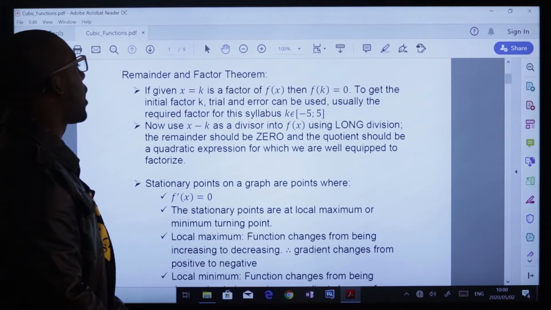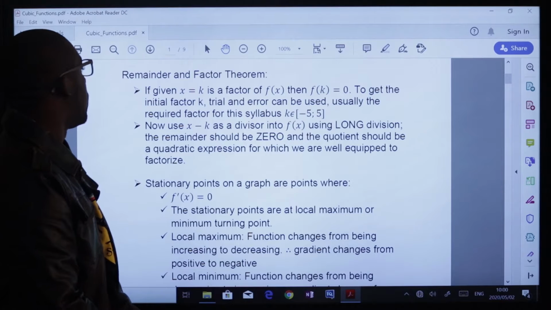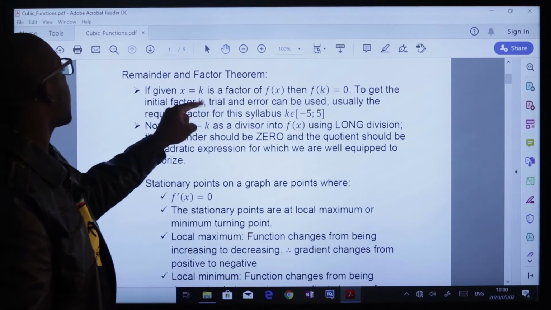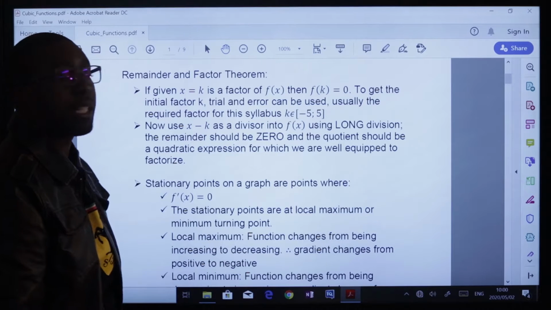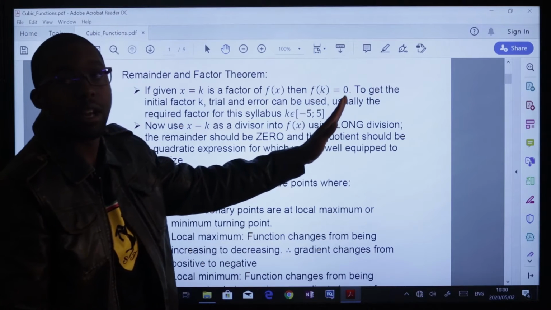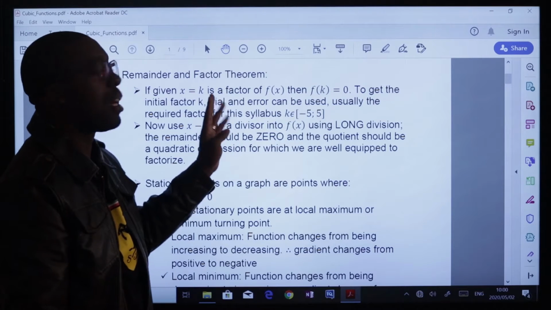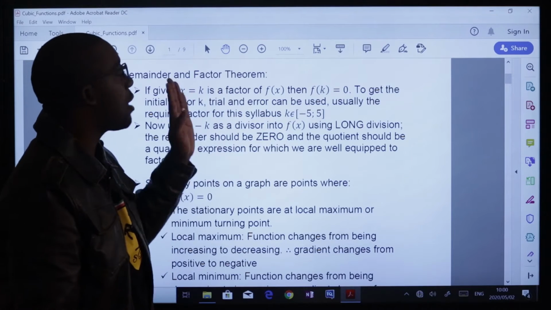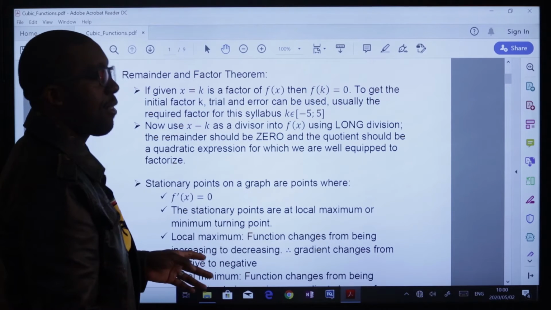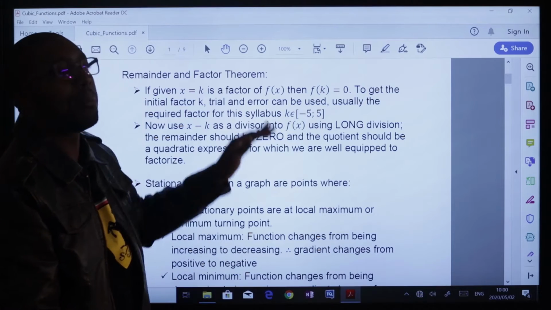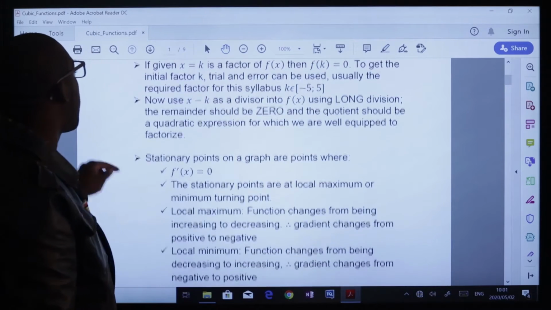If x equals k is a factor of f of x, then f of k would be 0. To get the initial factor k, trial and error can be used. Usually the required factor for this syllabus lies between -5 and 5. It's not always strictly whole numbers. It could also be a fraction. But it lies within the domain of x equals -5 up to x equals 5. It's not strictly in there, but the majority of the questions find their factors within that domain.